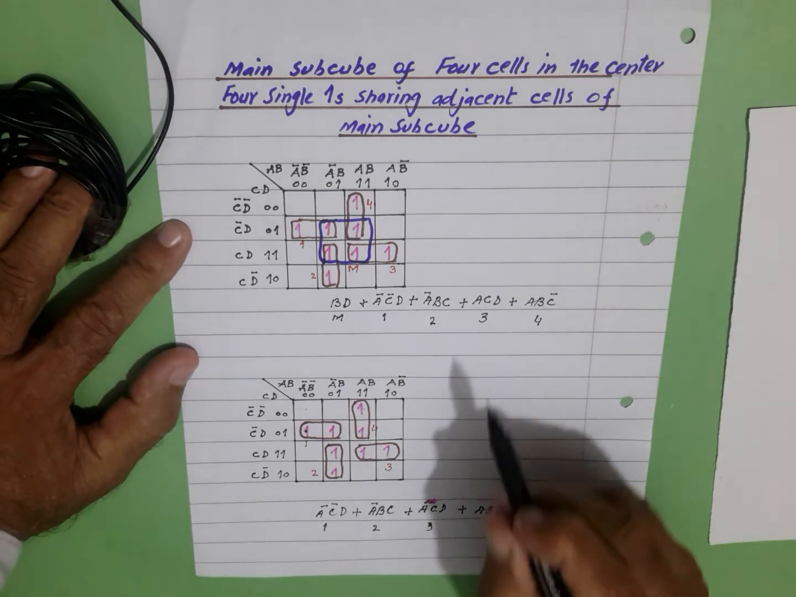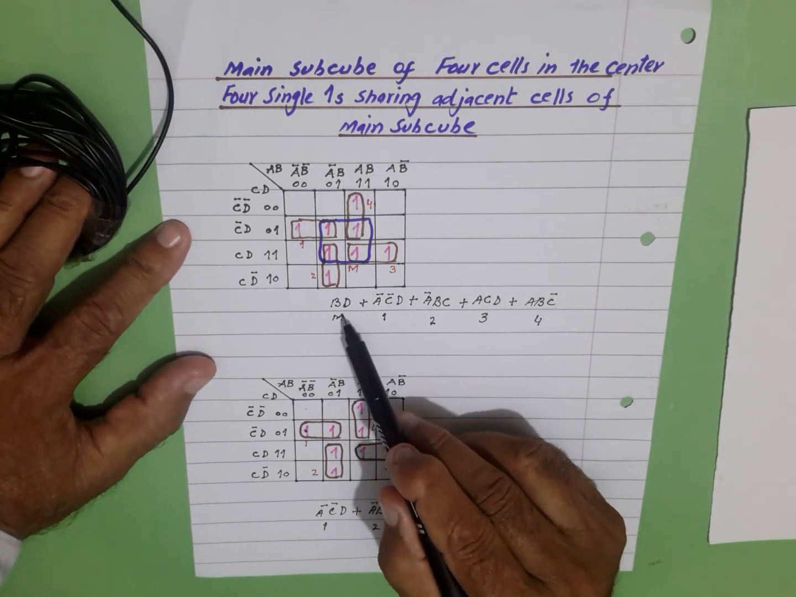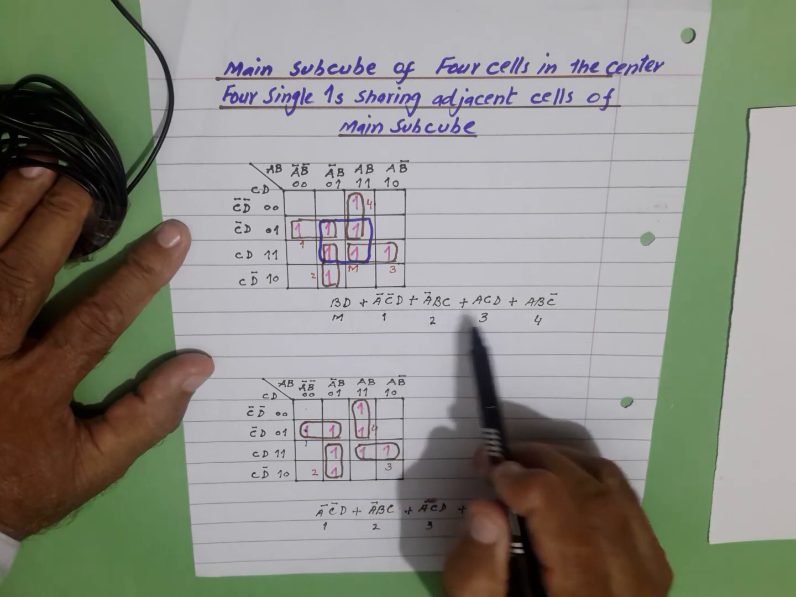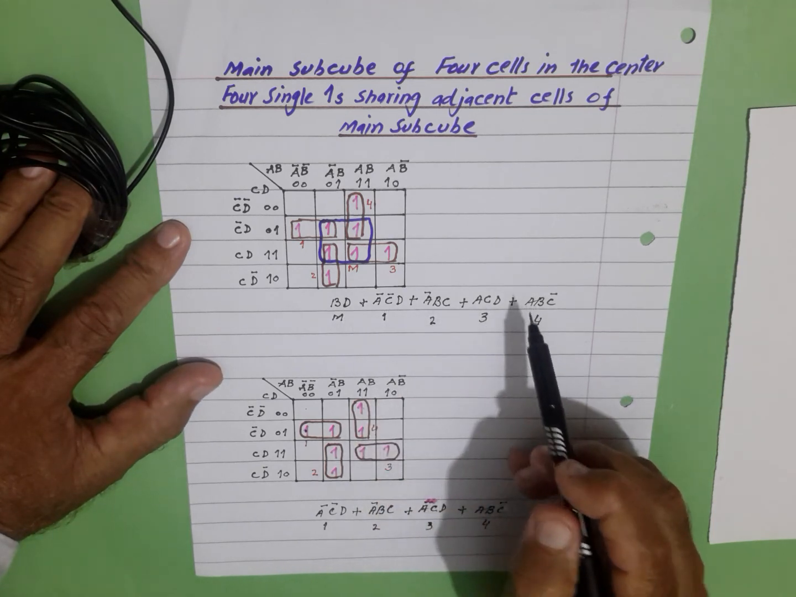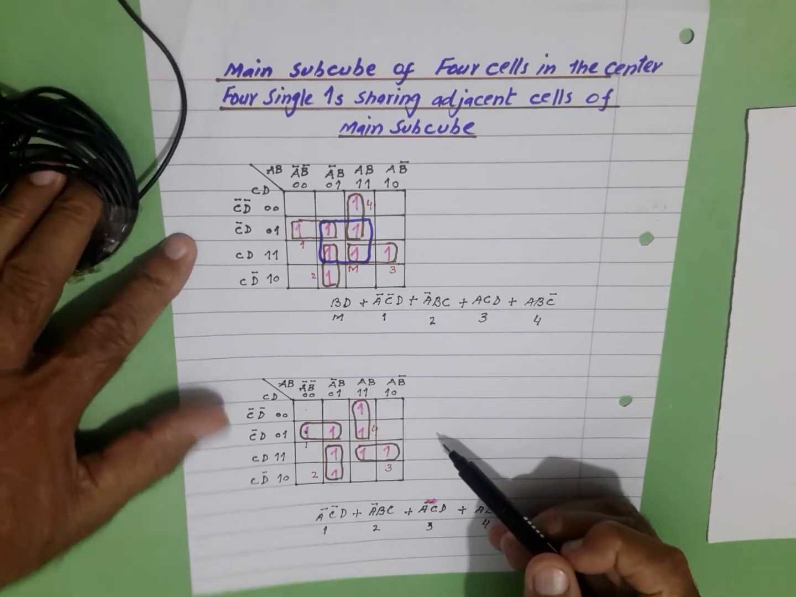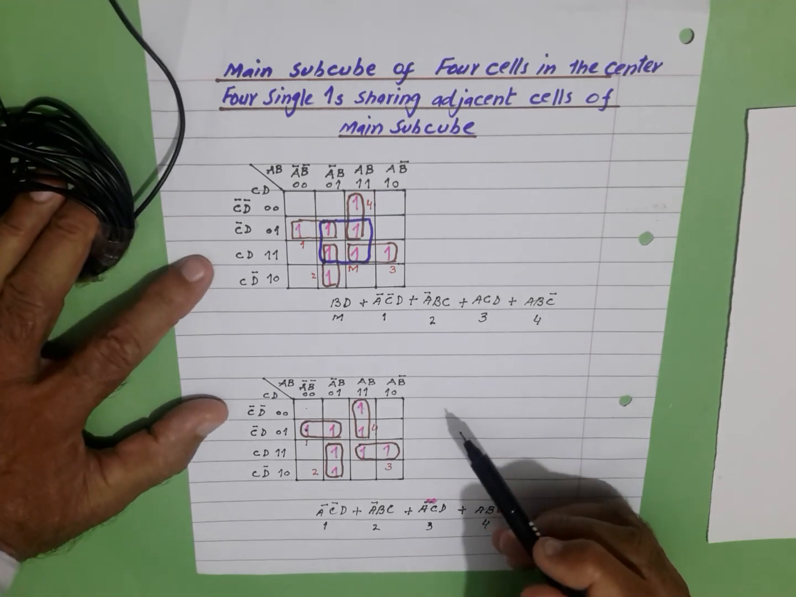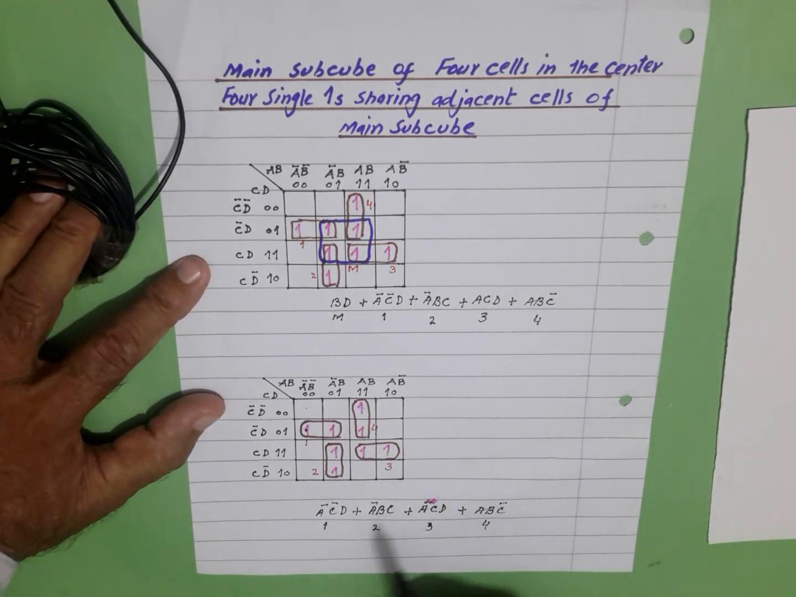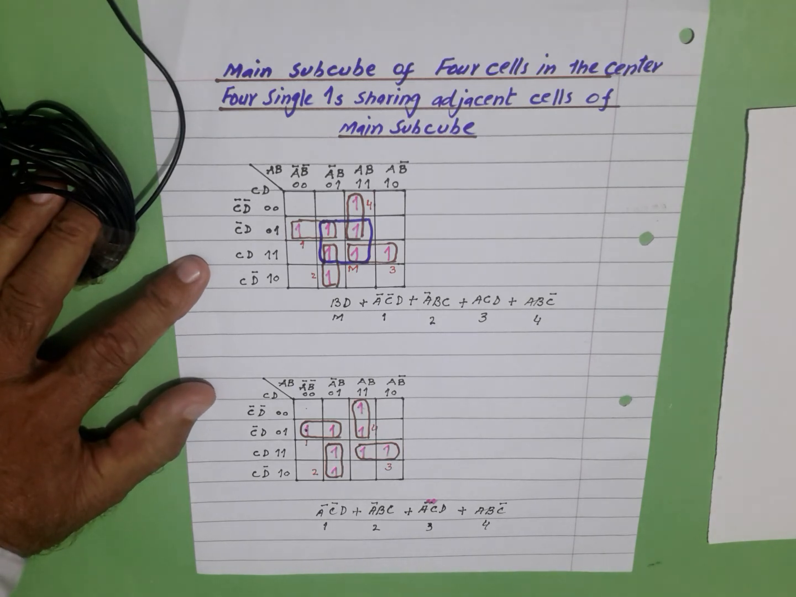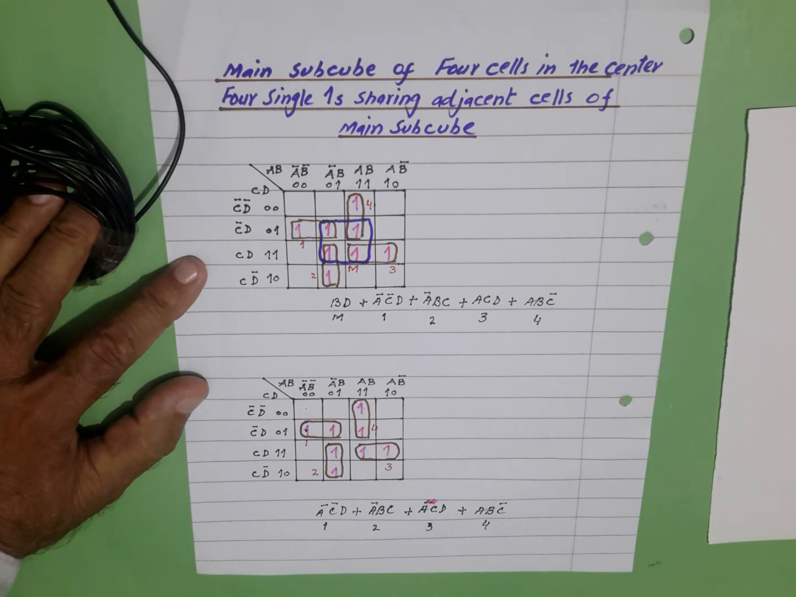See that here there are 5 equations, 1 main, 2, 3, 4, 5 equations. By applying the second method of K-map, we have reduced the equations to 4: 1, 2, 3, 4. Therefore, it is said that there should be minimum minimization. While doing minimization, there should be minimum number of equations.